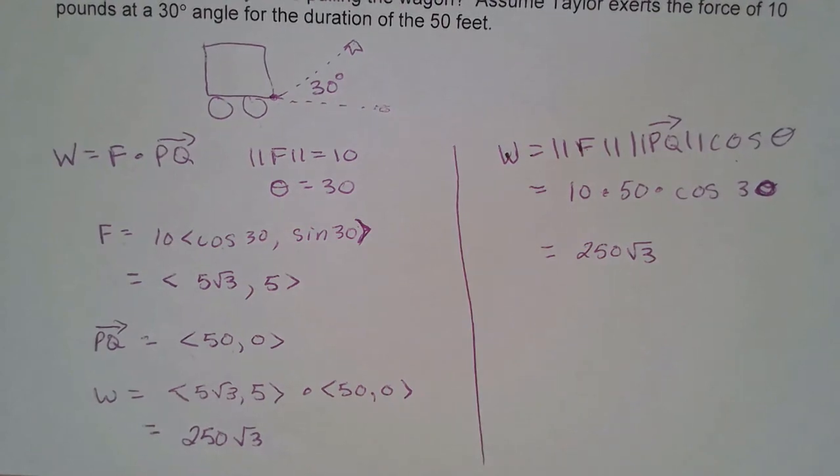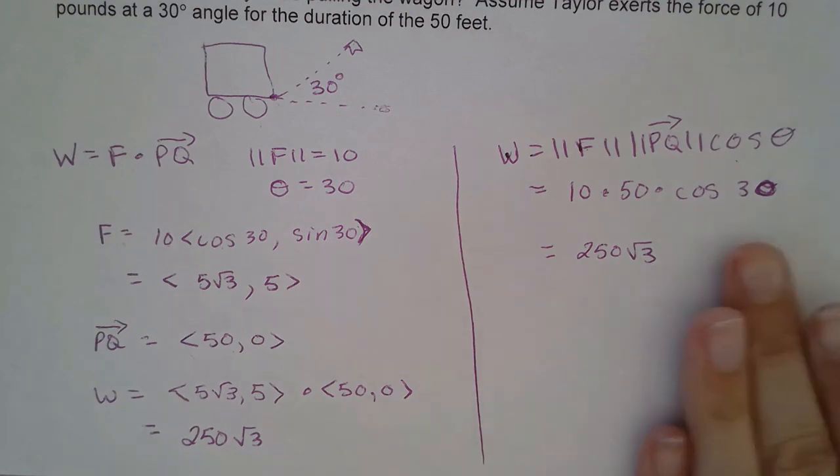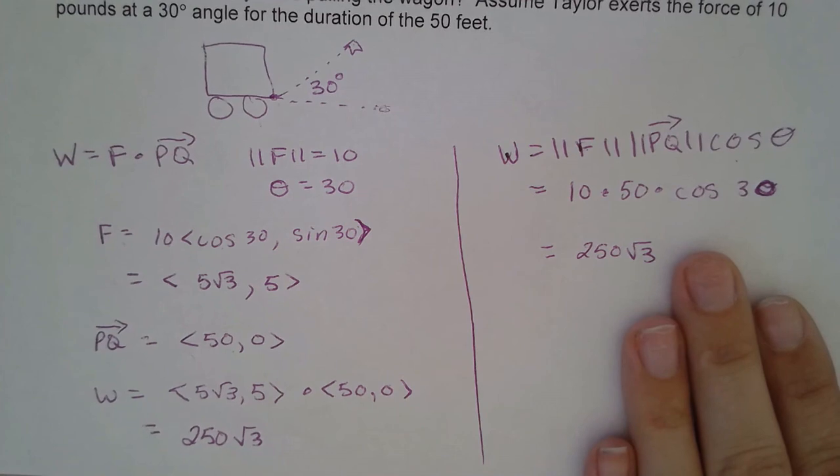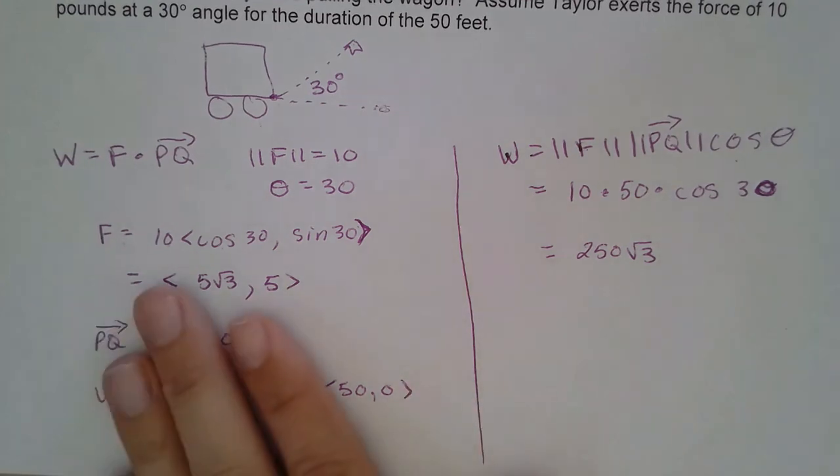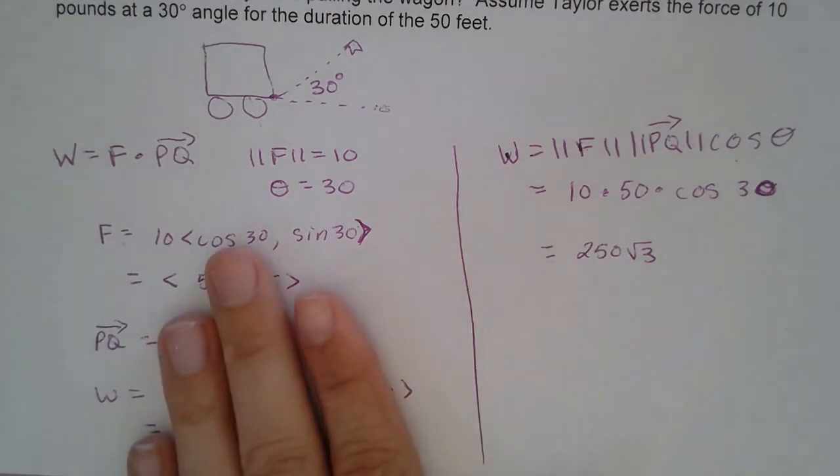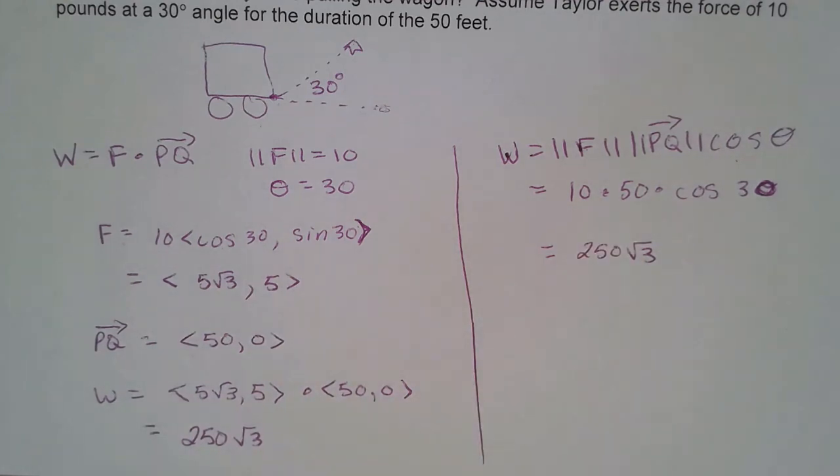You want to know both ways because you don't know what they're giving you. They gave us our force, our angle, and our distance, which allowed us to do this right away. But if part of the question is asking for the vector, then you're going to have to do it the other way. So it's good to know both. And we're done.